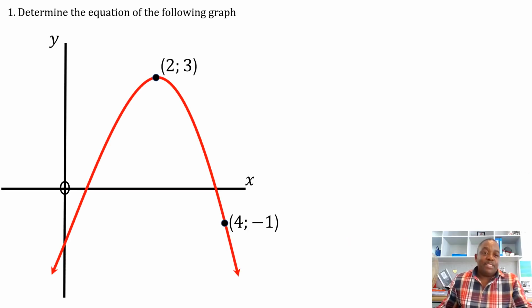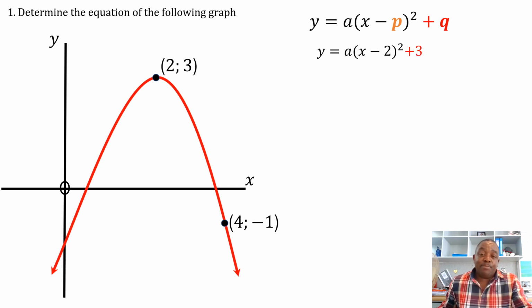Let's look at an example. It says determine the equation of the following graph. We're given the turning point with coordinates (2; 3), and also given a point on the graph with coordinates (4; -1). Now clearly, because we're given a turning point, that is the standard form that will be suitable. We immediately substitute the x and the y coordinate of the turning point. Remember, the x coordinate of your turning point is the value for p, and the y coordinate of the turning point is the value for q, as you can see in our substitution.